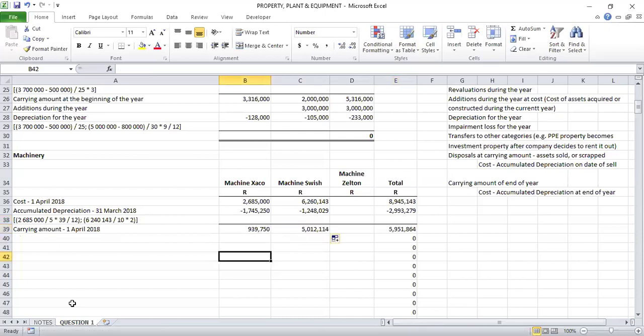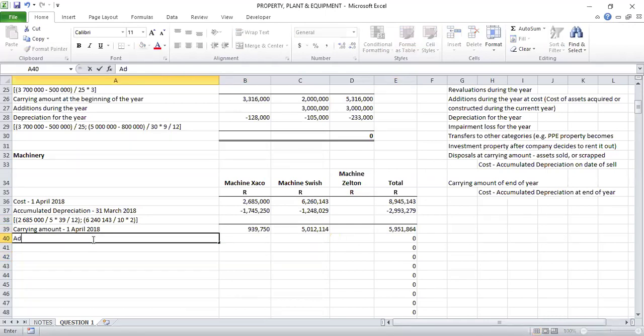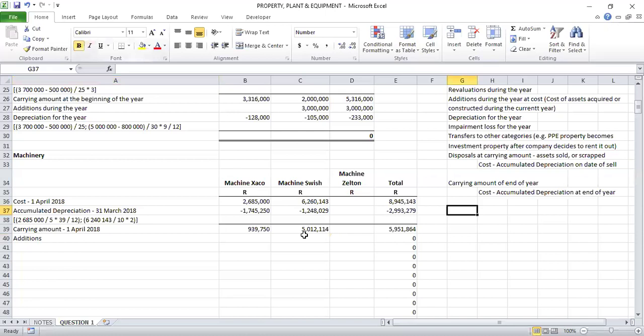This was our carrying amount. Then we now have additions. Our addition. Remember, why am I talking about additions? Because we acquired machines.